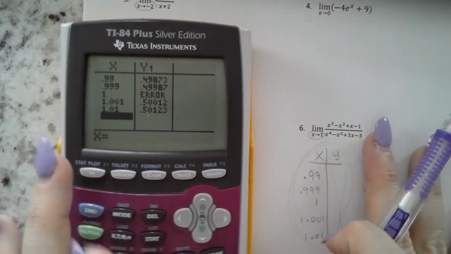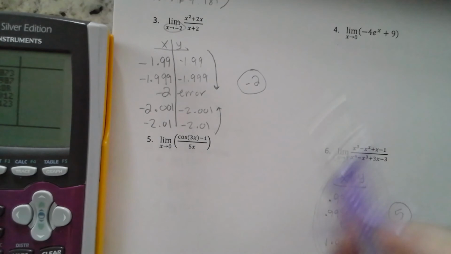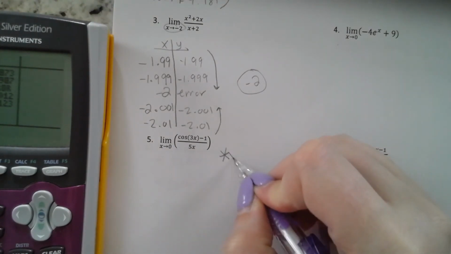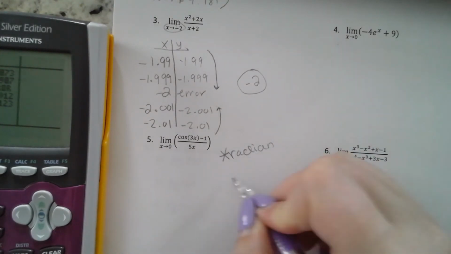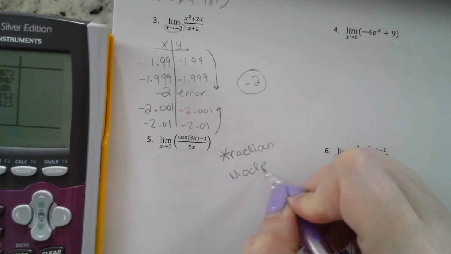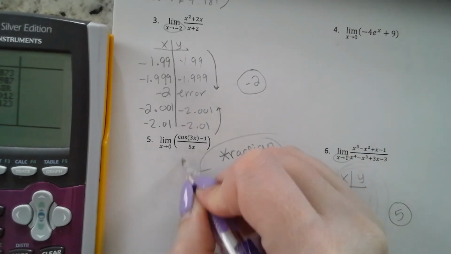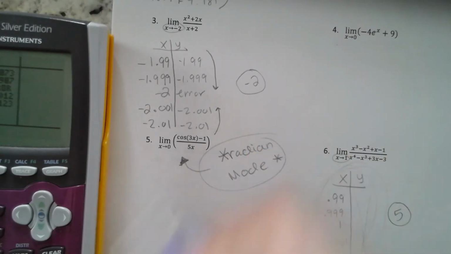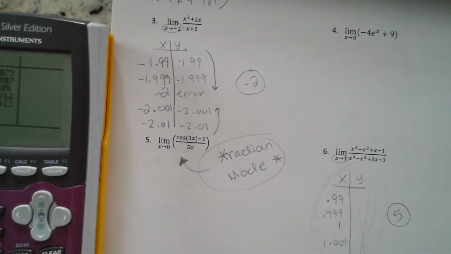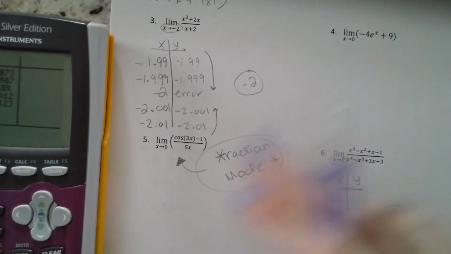Okay. I will say with number 5, you have to make sure you're in radian mode. So make sure you put it in radian mode for number 5. I'm going to leave number 5 and number 4 for you guys to try on your own.